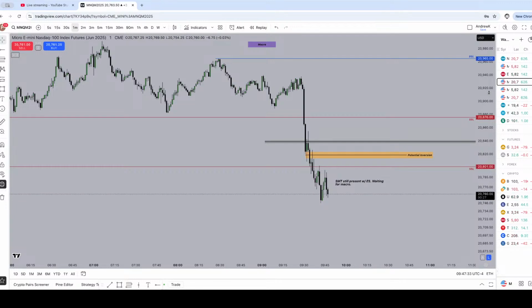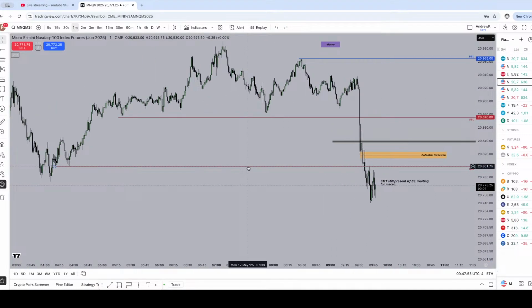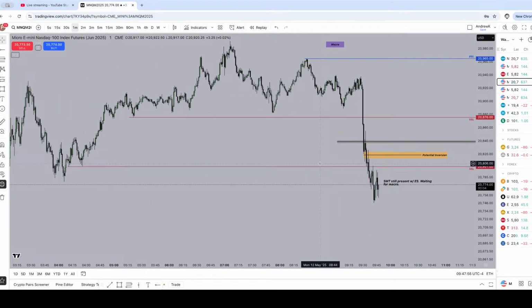Yeah, so I'm not really looking at the PD arrays, but if something specific forms for what I'm looking for, I'll enter. But I do prefer the SMT. So SMT is still present with this low, that low. Those equal lows. And, yeah, it's still there. Nothing's changed. Now you also have SMT here, but the real SMT is here.